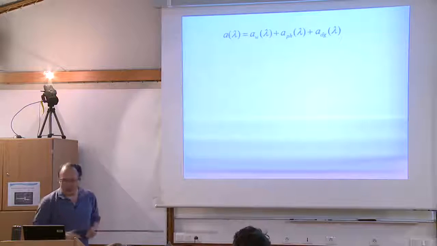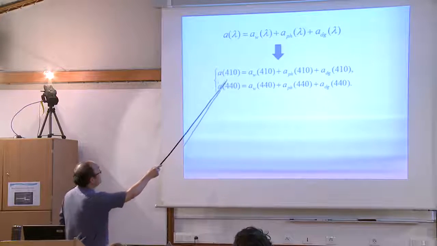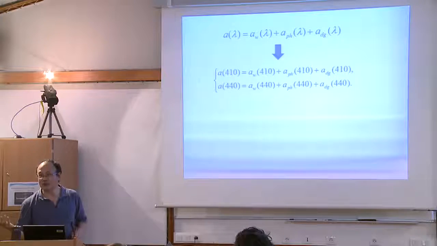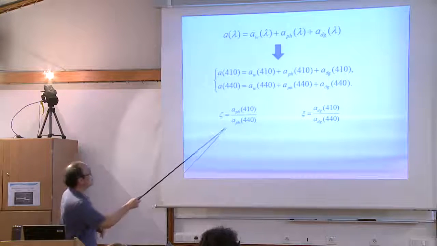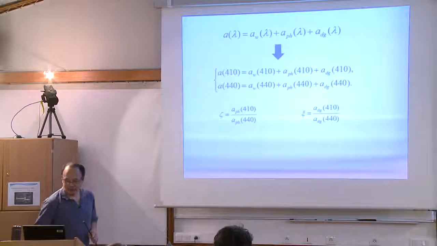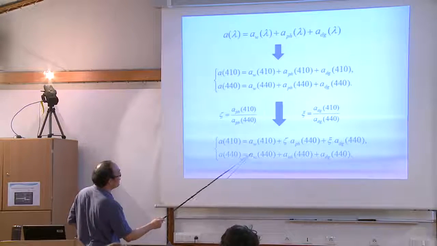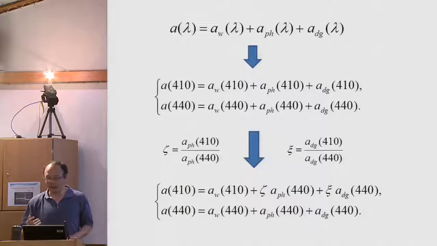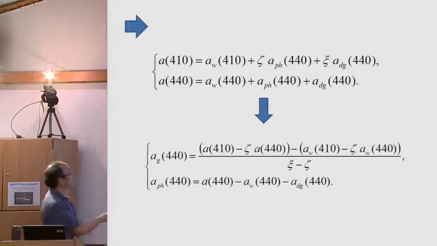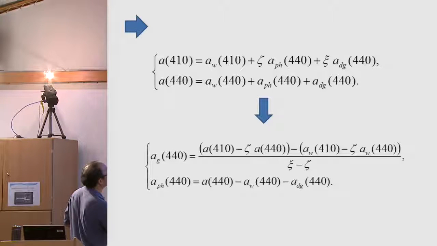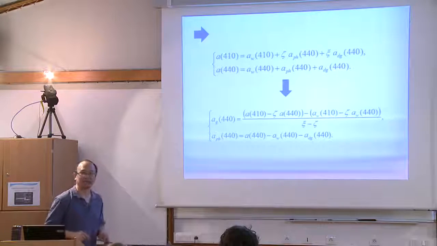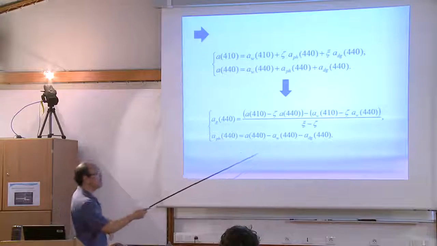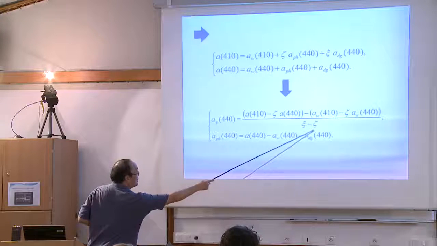Okay, A is these 3 components. If we pick 2 wavelengths, 410 and 440, we still have 4 variables, still not soluble. So we have to assume shapes. Assume this shape and assume that shape. Put these 2 into this equation, now it becomes 2 equations, 2 unknowns. Now we are able to solve this. We are able to solve ADG440, this ADG, not AG, okay, ADG440 and APH440, after we know the A410 and A440. But we have to estimate this shape number and this shape number.